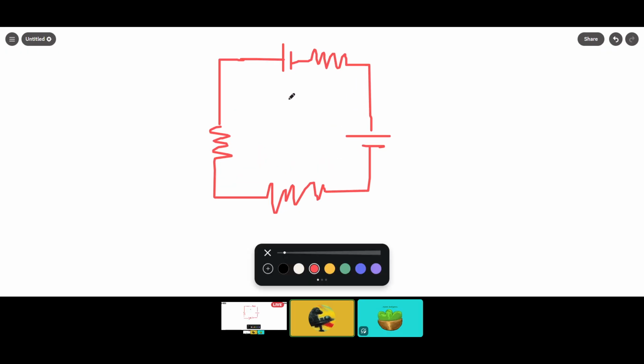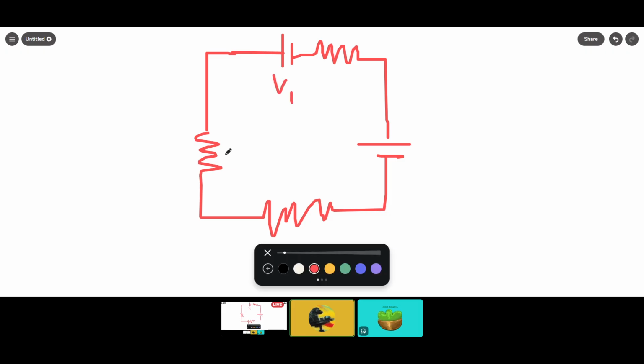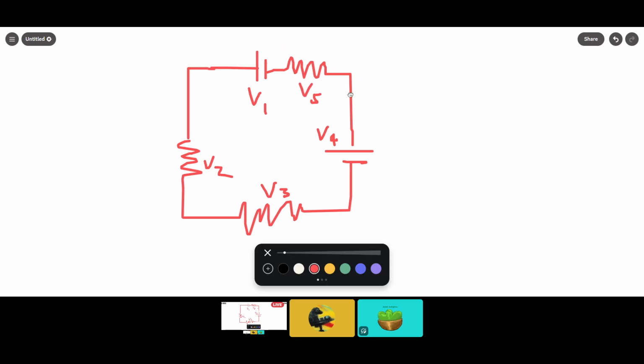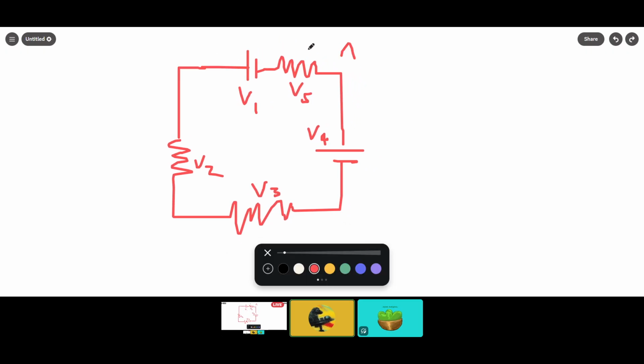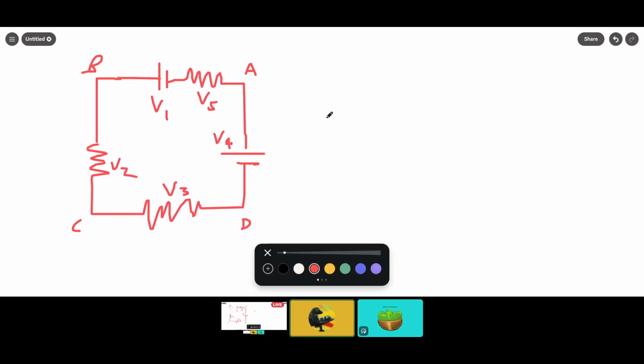So in this question, we have V1, V2, V3, V4, and V5. And then the loop goes like this: A, B, C, D. The question is, in the loop A, B, C, D, A, form an expression. So you can pause now to try and do it. Go ahead.